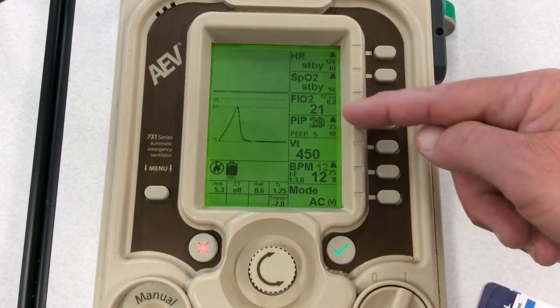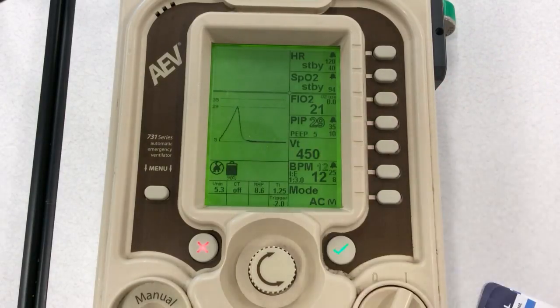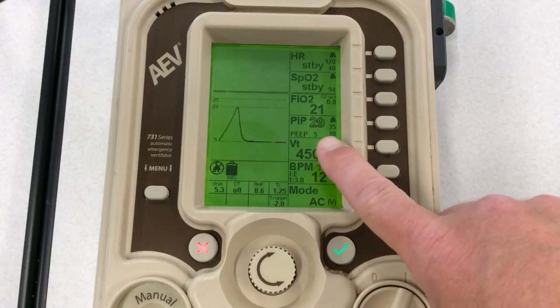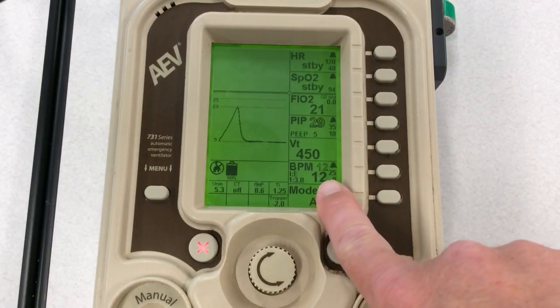So tidal volume is set, and I've got a PIP I'm comfortable with. My PEEP is 5. That's going to help me oxygenate the patient and keep lung recruitment. And my rate is 12. I'm going to set this.